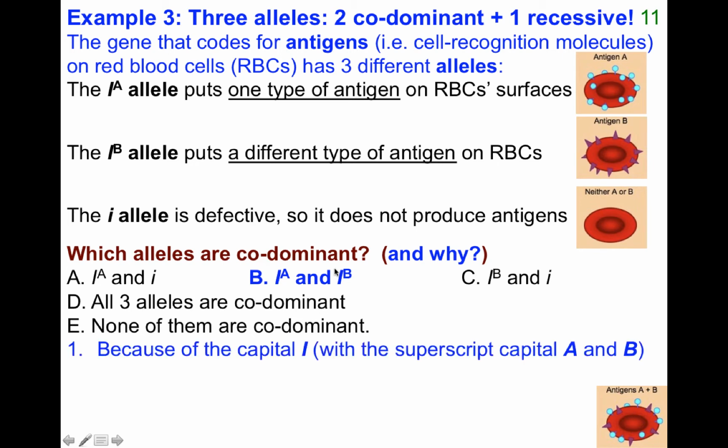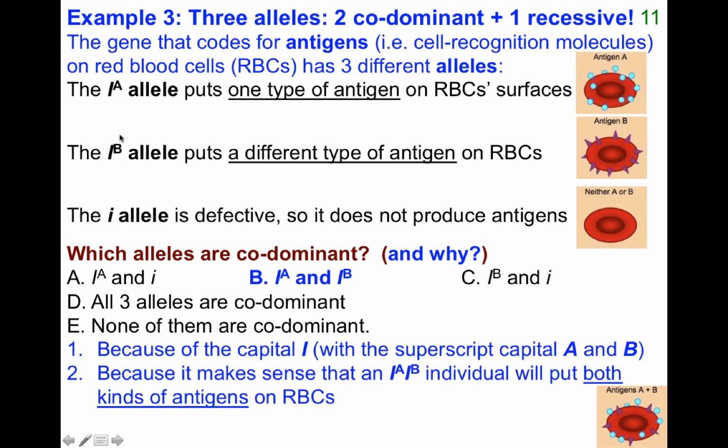So the reasoning for that, or the logic you could have used to figure out the answer, number one is that I did give the capital I to both of these alleles, so that gives you a hint that they may both be dominant, therefore codominant. I also used the superscript A and B. This notation is usually used when we can't tell which one is dominant, for say incomplete dominance or in this case codominance. So the symbols could give you a clue.